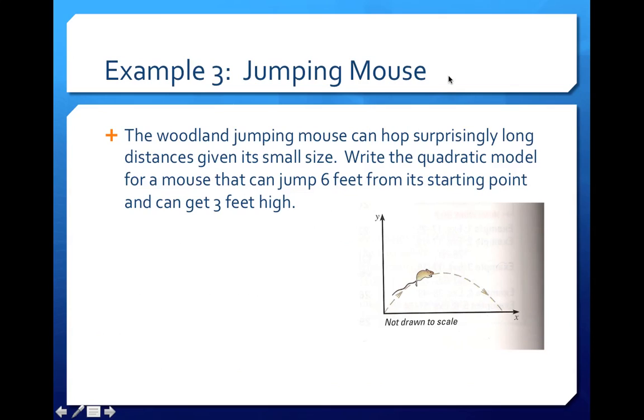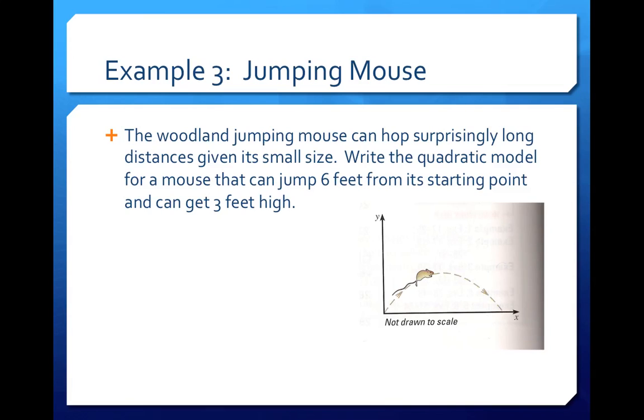All right, one more type of problem. In this example, we're told that the woodland jumping mouse can hop surprisingly long distances given its small size. Write the quadratic model for a mouse that can jump 6 feet from its starting point and can get 3 feet high. Now this may seem like a vertical motion model, but it's not, and there's a couple of clues that let you know that that's the case.